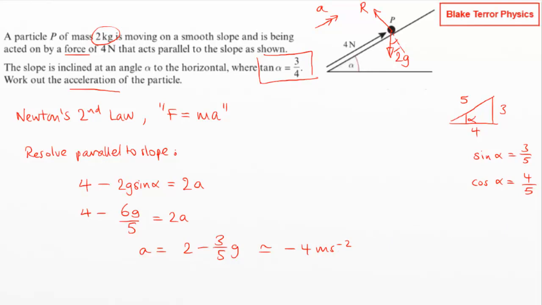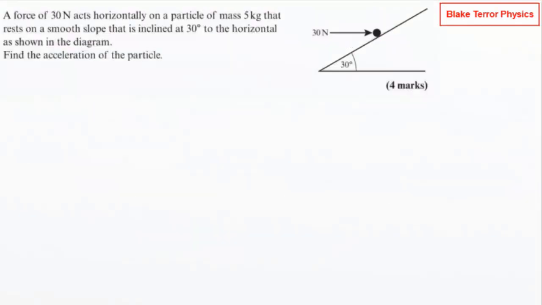Let's ramp things up a little bit then and change the angle of this force. This is more or less the same question. We've got a force of 30 newtons, 5 kilogram mass, resting on a smooth slope, inclined at 30 degrees. Find the acceleration of the particle. So we see we're going to be doing exactly the same thing here, really. We've got our weight coming down here, which is our 5g, because it's a 5 kilogram mass.